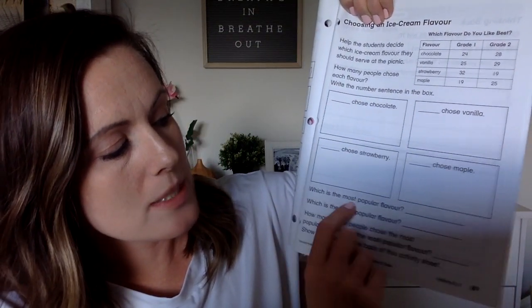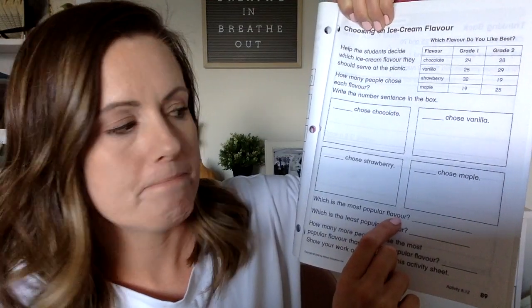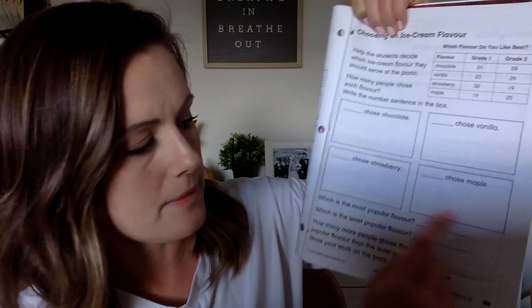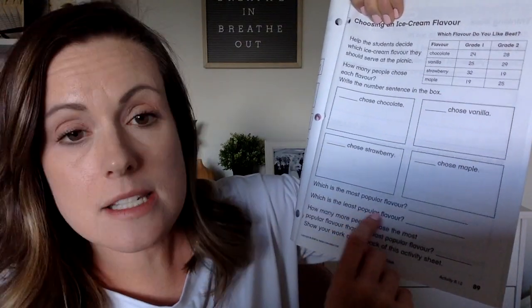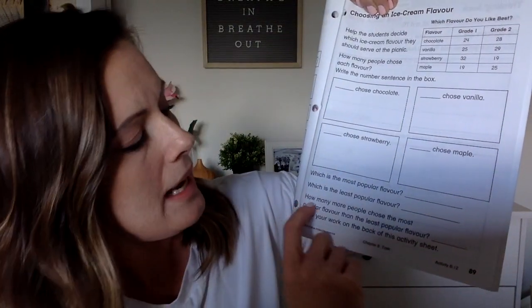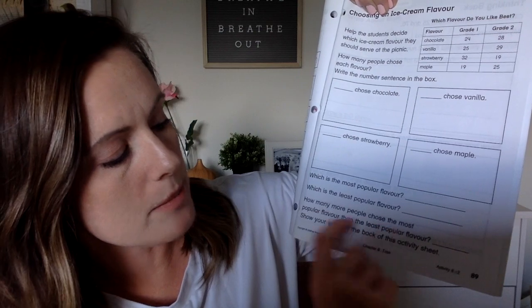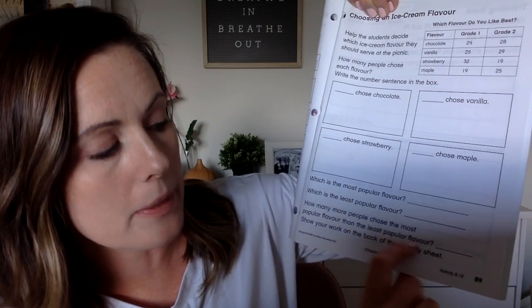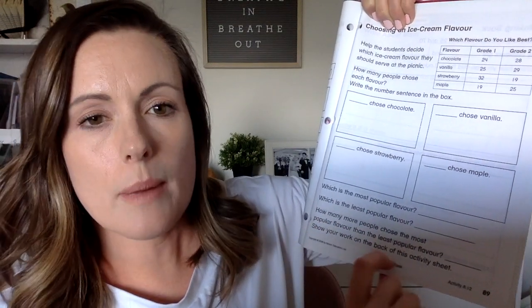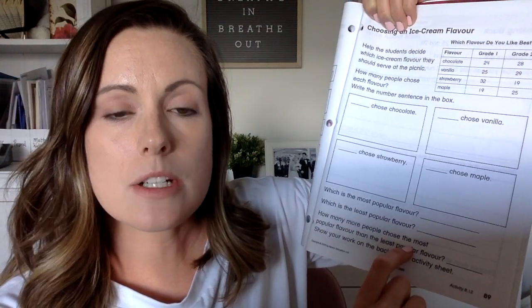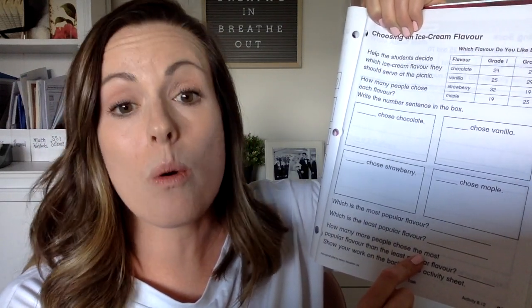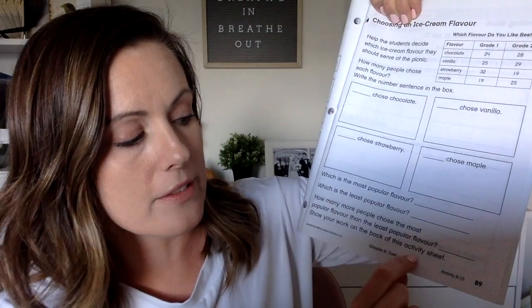Now, next question is, which was the most popular flavor? Using the information that you gathered here, you'll be able to answer that question. Which is the least popular flavor? You'll be able to, again, use that information. How many more people chose the most popular flavor than the least popular flavor? Now, this is that problem-solving question that I really need you to go back and think about what language is used to identify what operation we are going to use. Is that going to be addition or subtraction? And you'll have to figure that out.